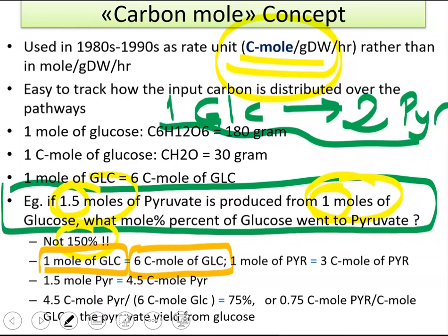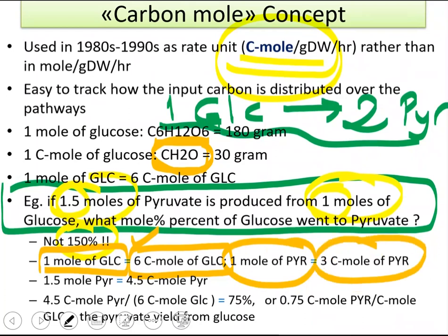So if you write glucose in terms of a single carbon, then 1 mole of glucose will be equal to 6 of those single carbon glucose molecules. What about pyruvate? Pyruvate includes three carbon molecules. So 1 mole of pyruvate will be equal to 3 carbon mole of pyruvate. What was our output? 1.5 moles of pyruvate. So 1.5 moles of pyruvate will be equal to 4.5 carbon moles of pyruvate.